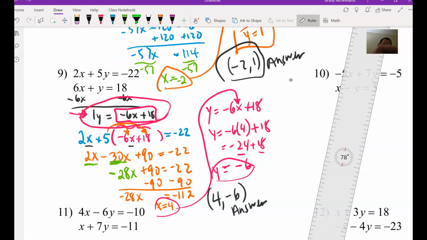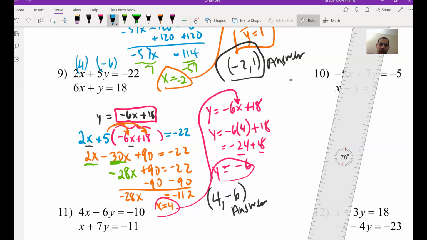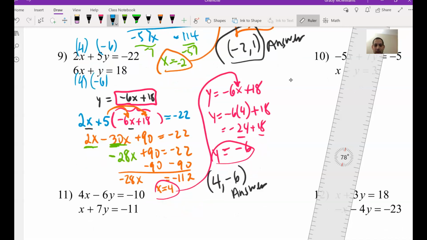Erase all this junk over here. Erase all that stuff. And if you wanted to, you could put in 4 for the x right there and negative 6 for the y right there. And it should come out to be negative 22. I could put 4 in right here and negative 6 right there, and it should come out to be 18. And it has to be true for both of them. It has to both work. If it only worked for one, I didn't do it right. Okay.